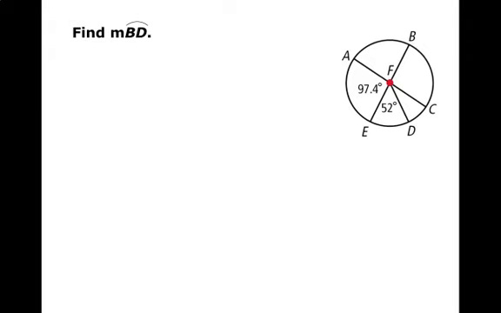So here, they want us to find the measure of arc BD. Again, I have highlighted this arc in red so we can identify what we need to find. Notice that it's going to be the measure of arc BC plus the measure of arc CD. We don't know either one except for the fact that the measure of arc BC is 97.4 degrees because the measure of its central angle is vertical to the 97.4 degrees. And since vertical angles are congruent, we know that arc BC will be 97.4.